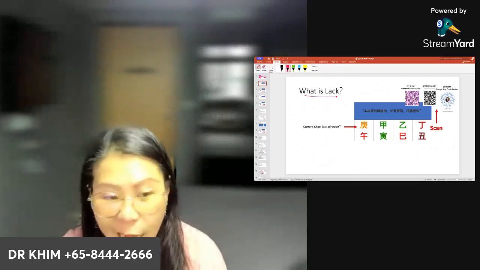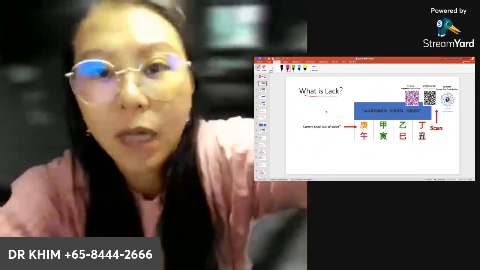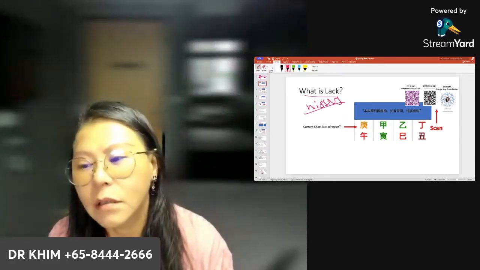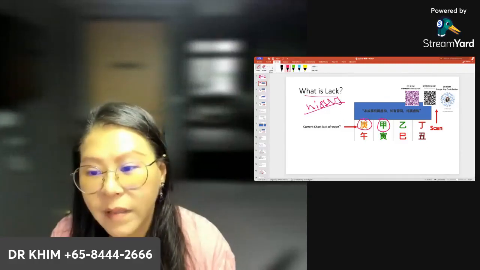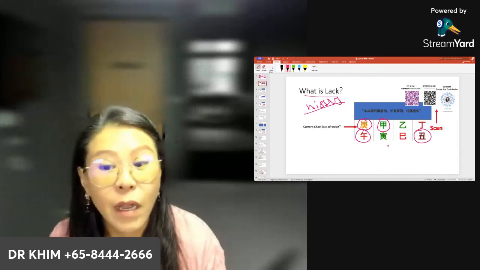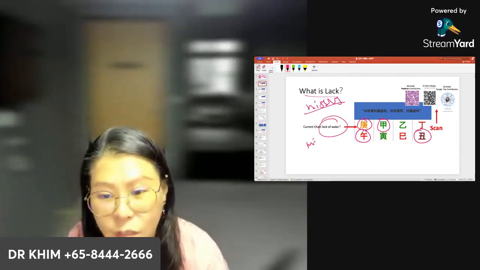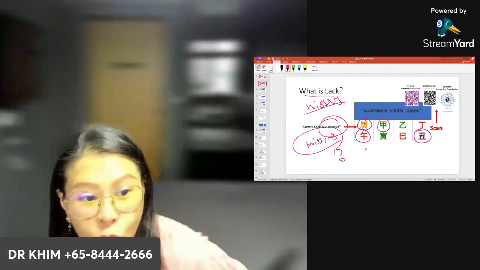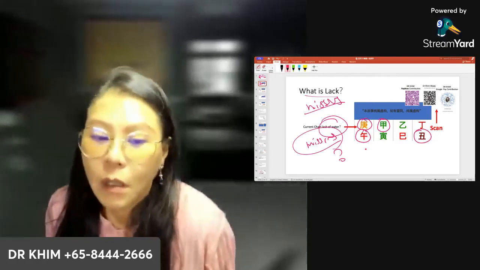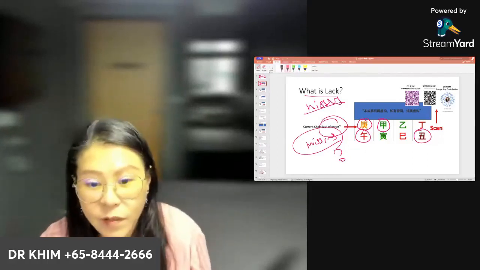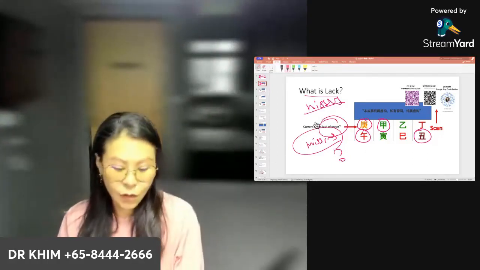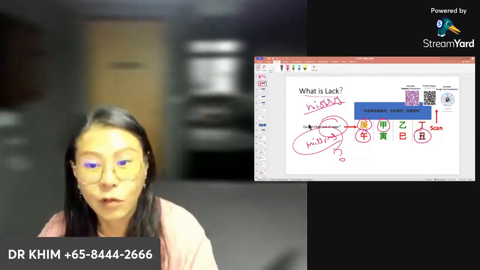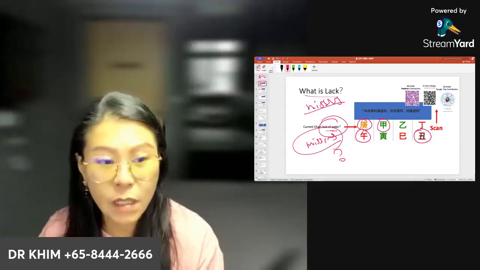So first, what is called lack or missing, a missing element? Okay, now look at this chart. Wood, metal, fire, earth, missing what? Missing water, lack of water. Is this called missing? Type yes, missing, or no, not missing. Type the answer. Is water missing? Is it really missing?